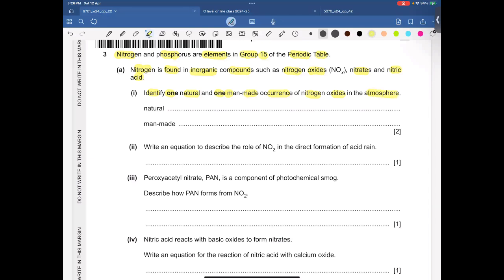So, natural is basically lightning. I've told you in the class. Through lightning, oxides of nitrogen can be produced. Man-made is through internal combustion engine. But this internal combustion thing takes place always at high temperature because nitrogen contains triple bond. It has high bond energy, right?